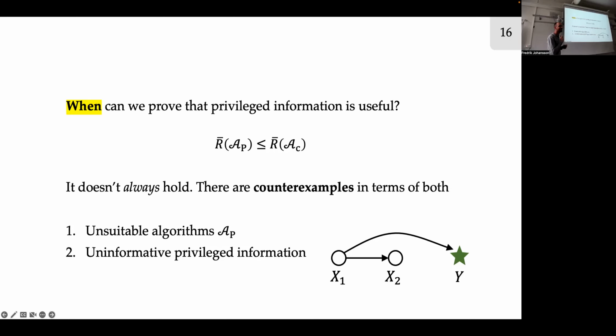Are you with me? Yeah, but this would be trivial, because if you just throw out all the privileged information, you have less than or equal. Ah, good. I should have a strict inequality here. Thank you.